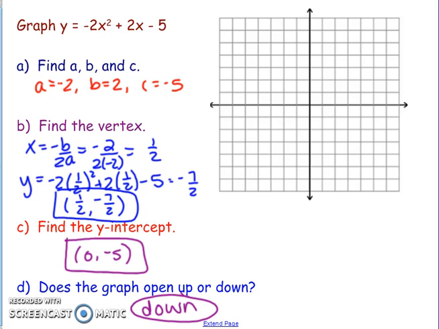So now I'm going to graph the points that I know. So 1/2, negative 7/2. That's going to be about here. And then I know 0, negative 5. So 1, negative 5 is also going to be a point because of symmetry. And there's our graph.